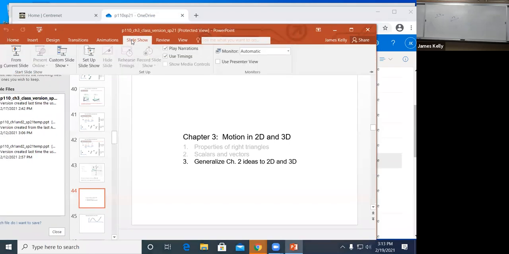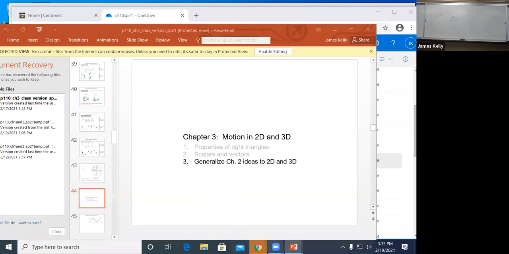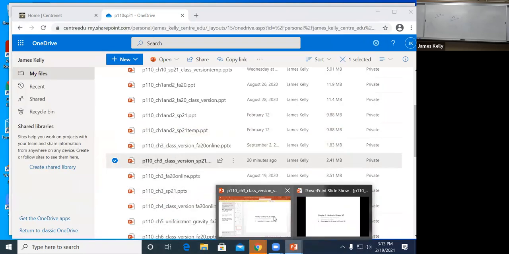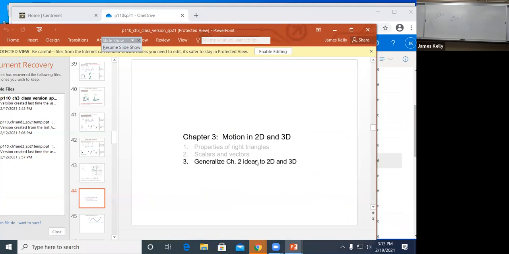I'm still wondering if I can get to slideshow mode. No, it's not going to let me. I'm not sure what's going on here. Why I can't get to that slideshow. What is going on there? Can't use my digital pointer when I'm doing this, so I have to point with the mouse, unfortunately.